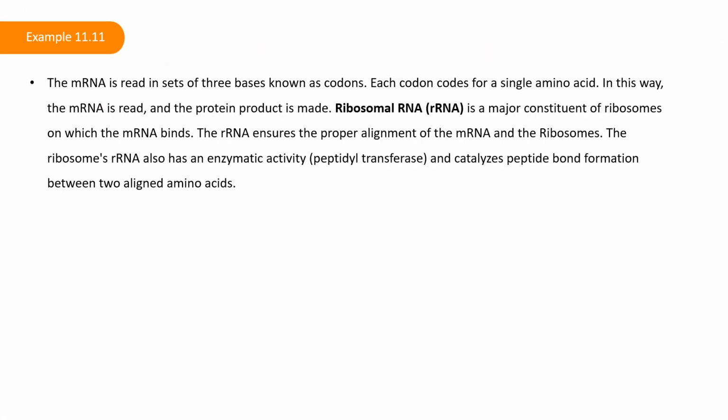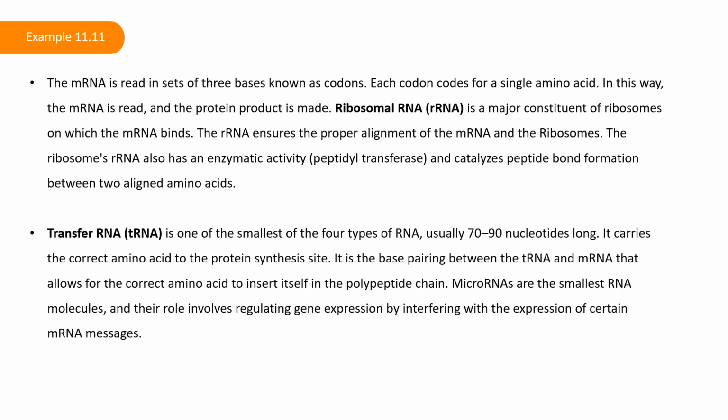The mRNA is read in sets of 3 bases known as codons. Each codon codes for a single amino acid. In this way, the mRNA is read and the protein product is made. Ribosomal RNA, rRNA, is a major constituent of ribosomes on which the mRNA binds. The rRNA ensures the proper alignment of the mRNA and the ribosomes. The ribosome's rRNA also has an enzymatic activity, peptidyl transferase, and catalyzes peptide bond formation between 2 aligned amino acids.